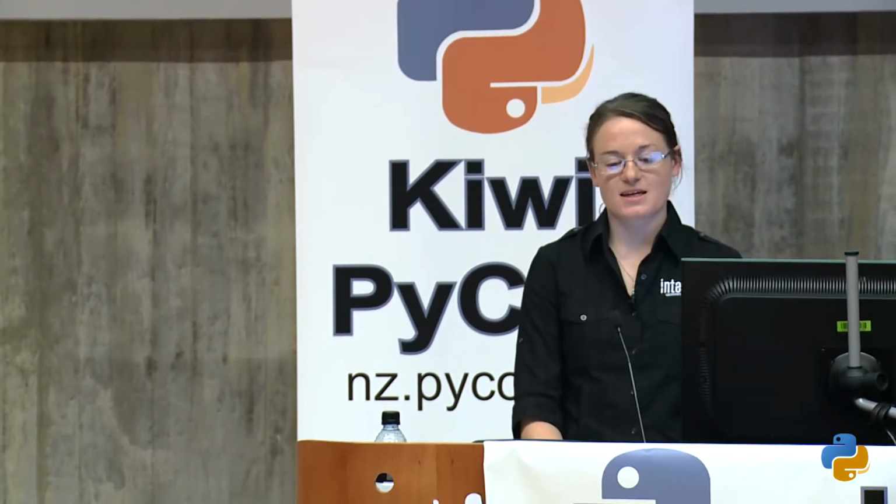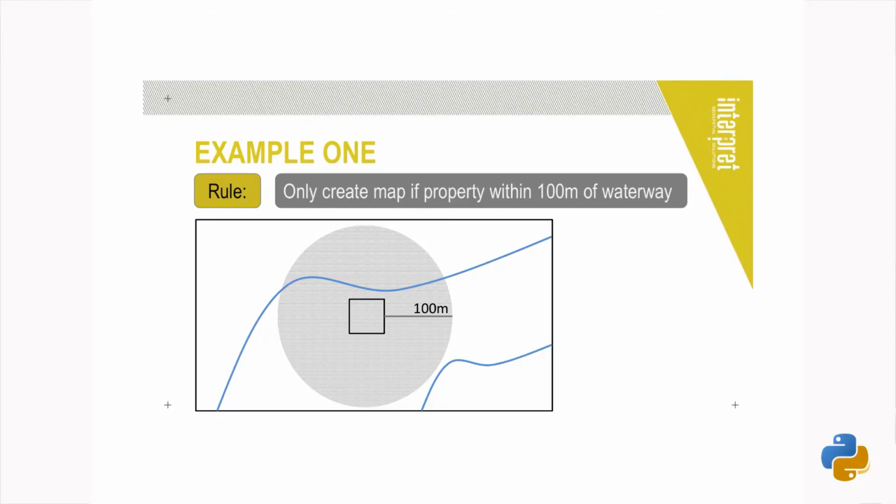For example, you might want to create a map showing the location of sensitive waterways near a property. We could say that households need to be aware of waterways within 100 metres. So to decide if the map is needed, we first turn on the layer of waterways, then we might select all the waterways within 100 metres of the property, and then do a count to see if anything in the waterways layer is selected. If this count is greater than 0, then we create the map.